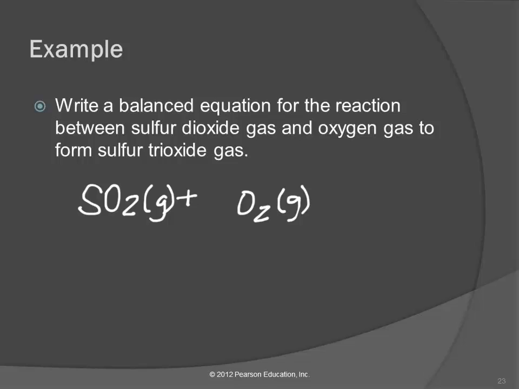When we have those 7 diatomic elements, if we have any one of them by themselves, then we put the 2 on it. If it's in a compound with something else, then we don't think about it being diatomic. And this is going to form sulfur trioxide. What's the formula for sulfur trioxide? SO3. And again, this is a gas. So we've got our formulas in there.